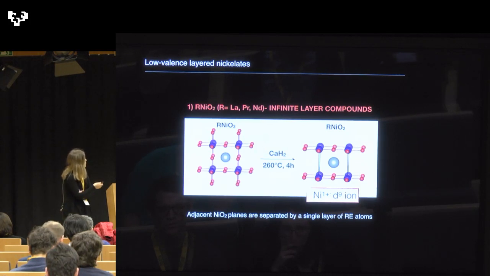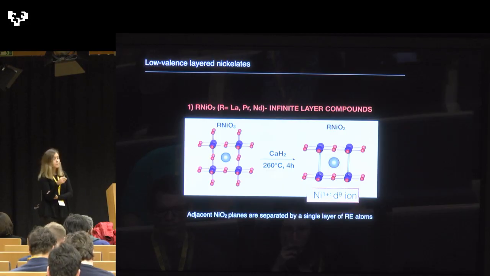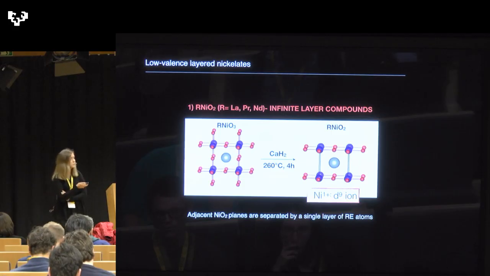Now, as I also mentioned before, these phases are not directly synthesized in this layered form, but obtained via oxygen reduction from a parent phase that has apical oxygens. And for the 112 material, the parent phase is the perovskite phase, or the 113 phase.